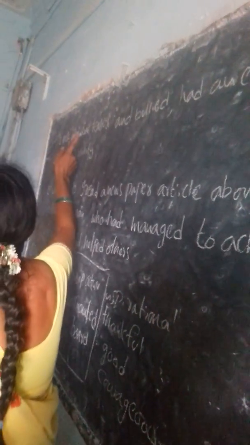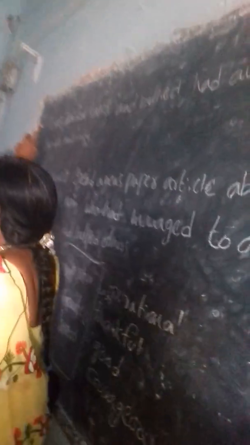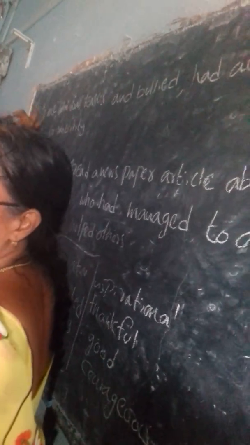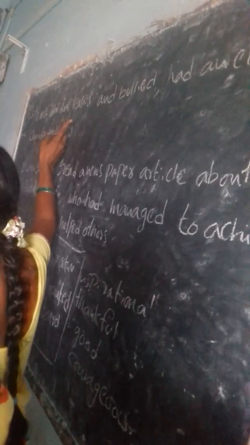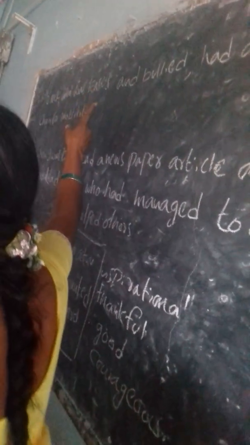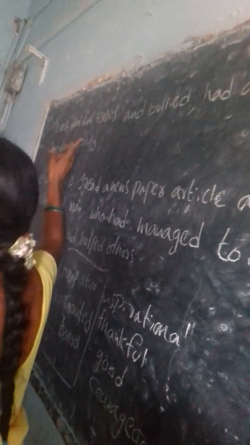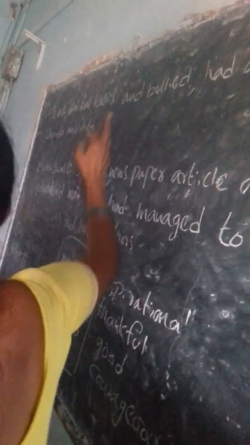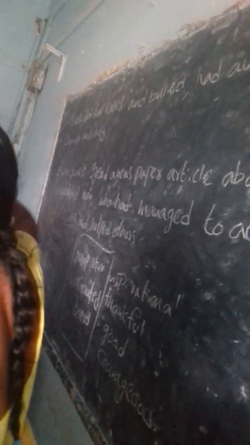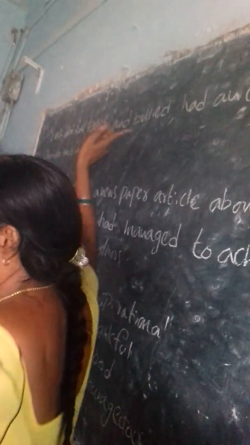Here, who was teased and bullied qualifies Nick. Which Nick are we talking about? So this is acting as an adjective. It's an adjective clause, so totally it is a relative clause. Which kind of relative clause, non-defining or defining? Non-defining relative clause. In a non-defining relative clause, we separate the adjective clause with a comma.